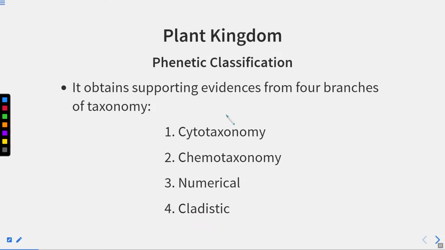So this phenetic classification has 4 branches. The 4 things that we are considering for this phenetic classification are 4 different types of taxonomy. The first one is cytotaxonomy. The second one is chemotaxonomy. The third one is numerical, and the fourth is cladistic. So all these come under the phenetic classification system. So let us discuss them one by one.